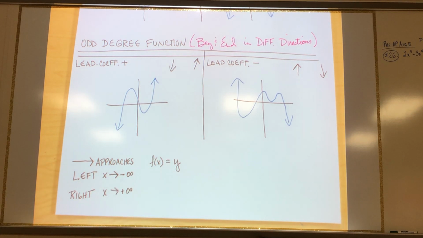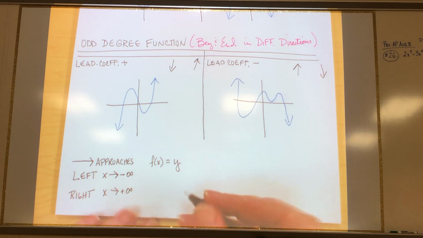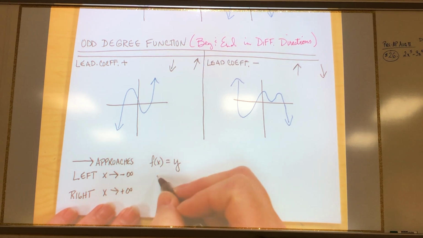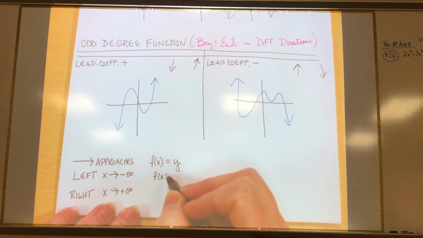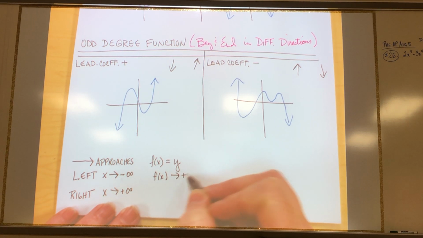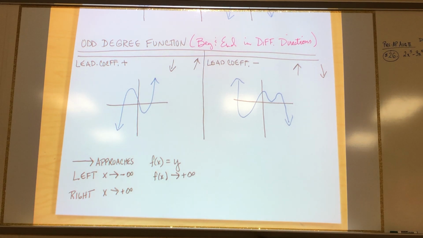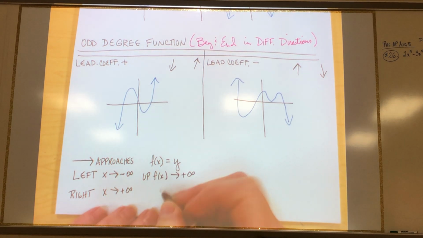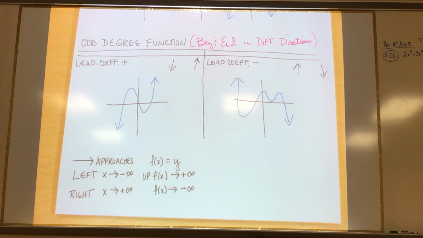Are you with me? Okay. Which way do y's go? Up and down. So if I say f of x, sorry, I used y, and I'm trying to remember to say f of x. If I say f of x is approaching positive infinity, which way is my graph going? Up. If I say f of x is approaching negative infinity, which way is my graph going? Down.